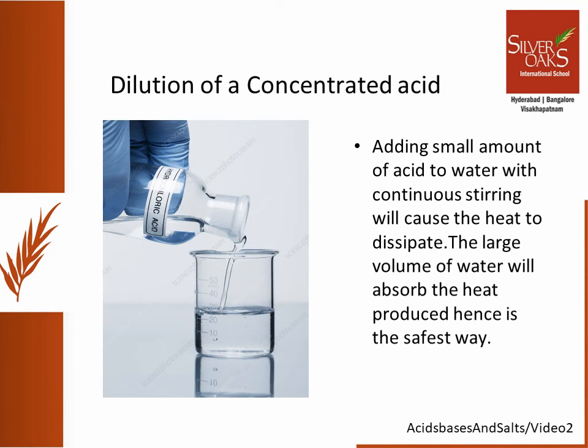This is the correct way to dilute a concentrated acid, where we take a large volume of water and very slowly, with constant stirring, we add acid into the water. Adding small amount of acid to the water with continuous stirring will cause the heat to dissipate. The large volume of water will absorb the heat produced, hence making it the safest way which will not lead to any accident. After seeing this video, please complete the class task.